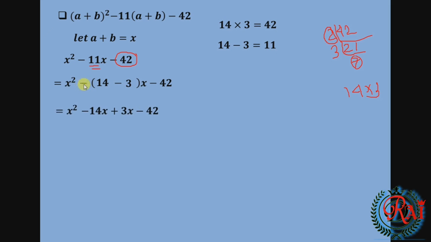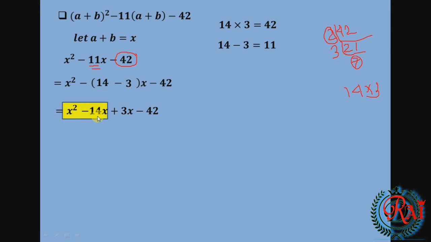x square minus 14 into x is 14x. I told you sign multiplication is very important. So minus into minus is plus, 3x minus 42. So my dear student, be careful with sign multiplication, especially when it is a negative sign.